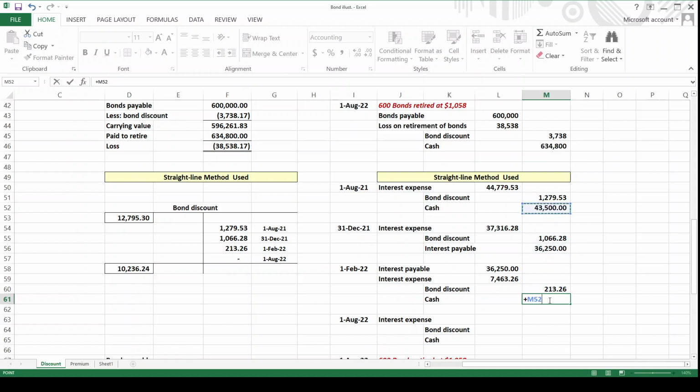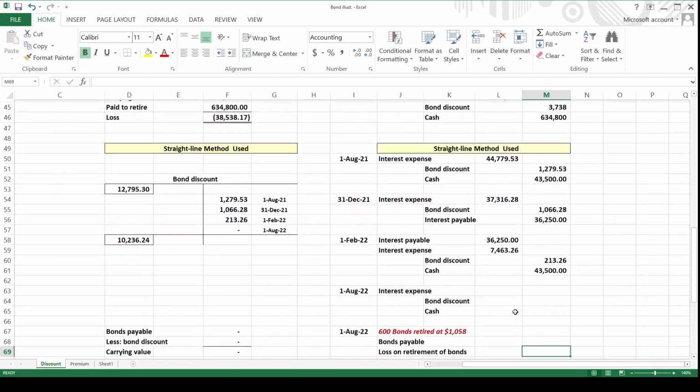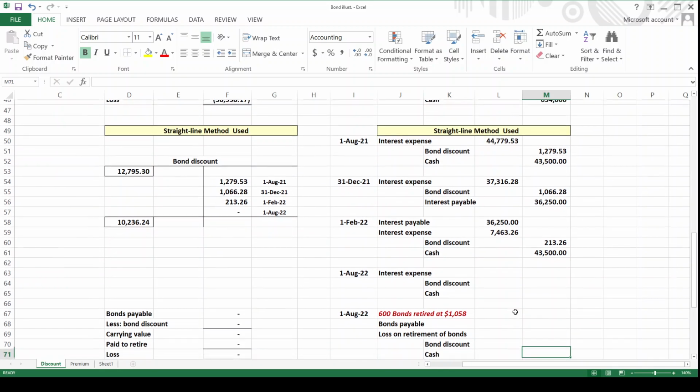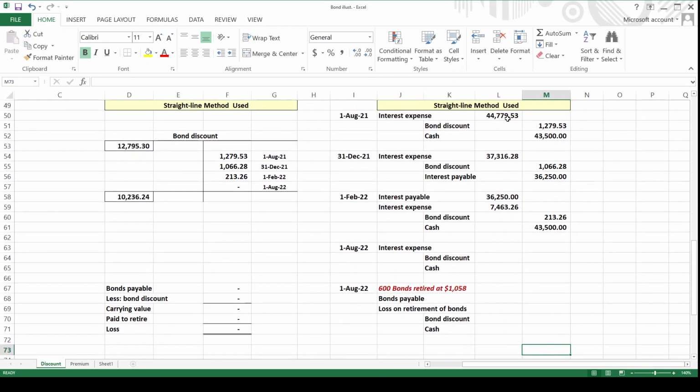Which is wrong because we've got to use the cash number. Okay. Now, let's add these two together. 43,713 and 43,713. So we're good to go. Yeah. There's our interest accrual. We go to August 22. We do this again.